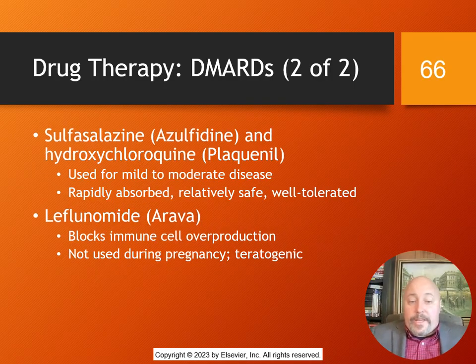Other options would be azulfidine or Plaquenil, and these are used for mild to moderate disease. Rapidly absorbed, relatively safe, and well tolerated. You may recognize hydroxychloroquine as one of those early drug recommendations from back in COVID. This is actually one of those wonder drugs that was created originally for the treatment of malaria that now gets used in a wide range of applications.